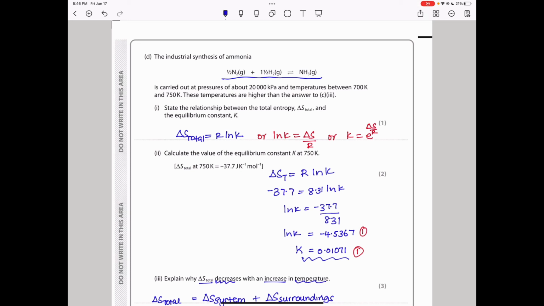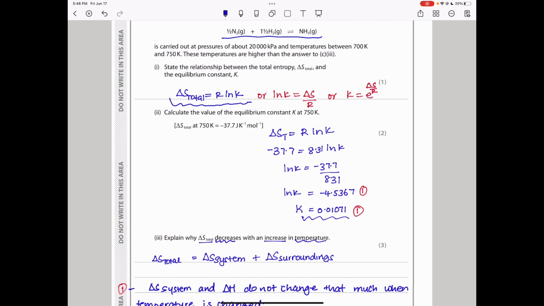This question is very common. ΔS total is RT natural log of K. So that is very common and it's easy to remember. So they say calculate the value of the equilibrium constant K at 750 if the ΔS total at 750 is given to that. So we will fit this into this equation we have got up here.